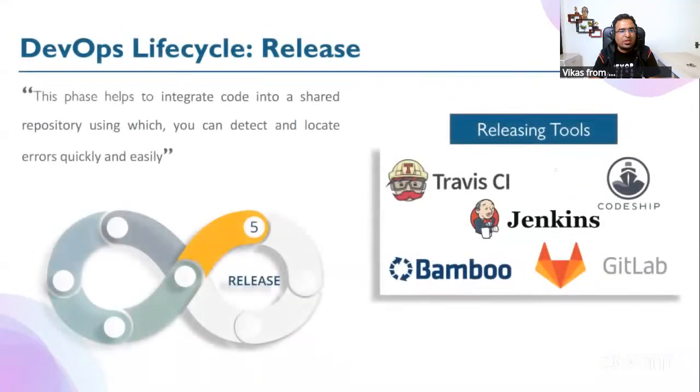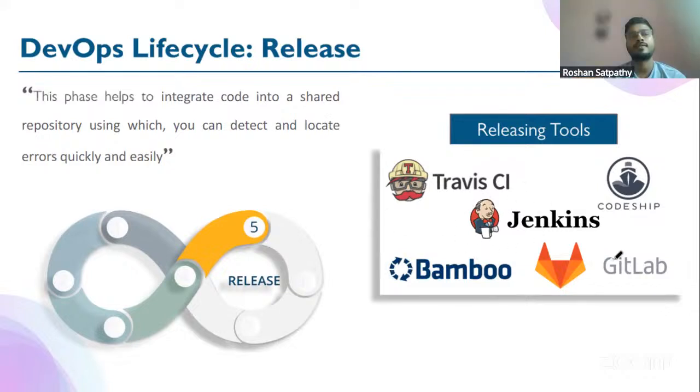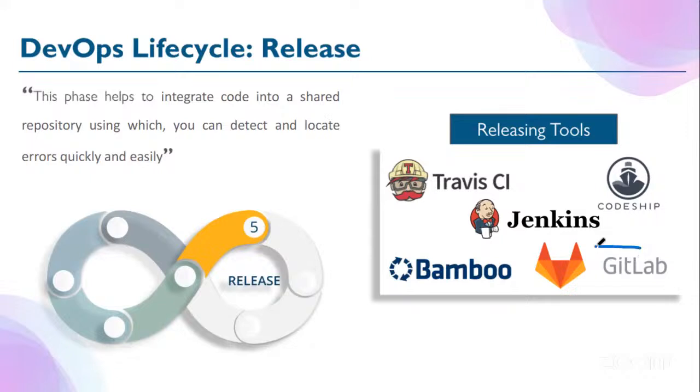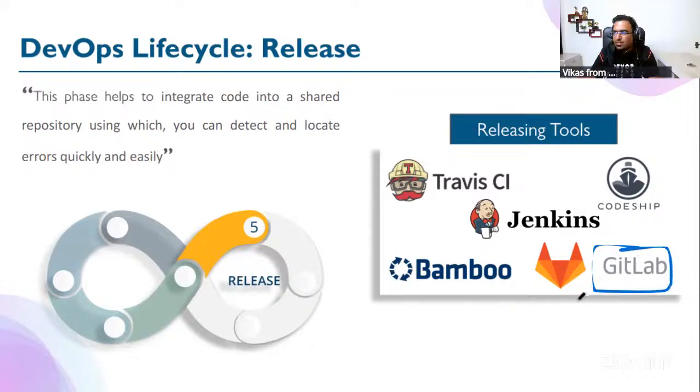There are so many releasing tools available like Terraform, Jenkins, Codeship, GitLab, Bamboo. Which tool is getting used in your company? GitLab and Jenkins. Roshan says GitLab, Jenkins, Bamboo. GitLab, why are you using GitLab? What is the reason?